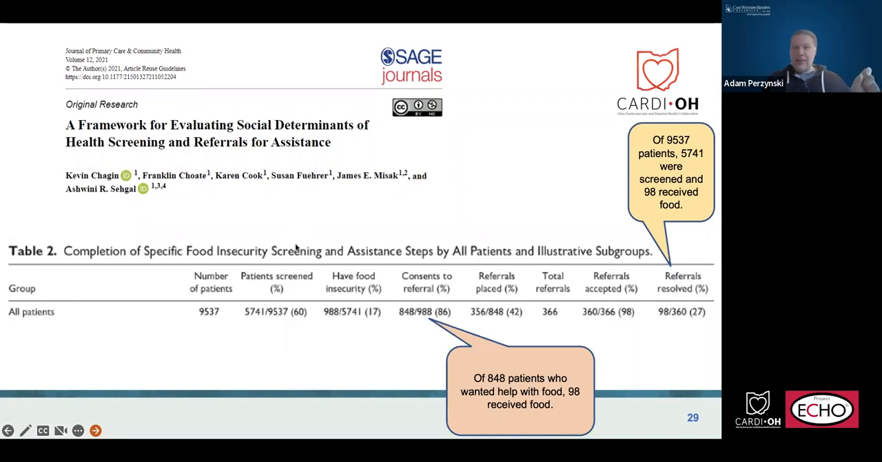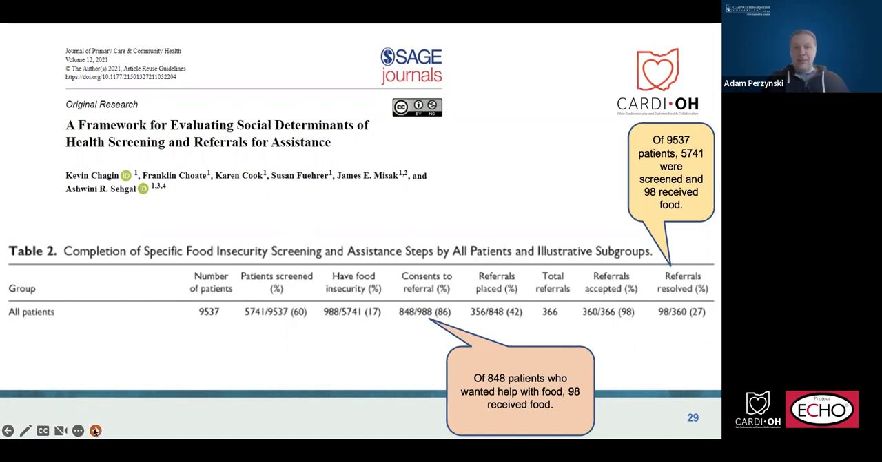Then when we go to the next step, of those folks who screened positive for food insecurity, some of them didn't want any help, right? About 100 of them, about 10%, didn't actually want any help with food insecurity.